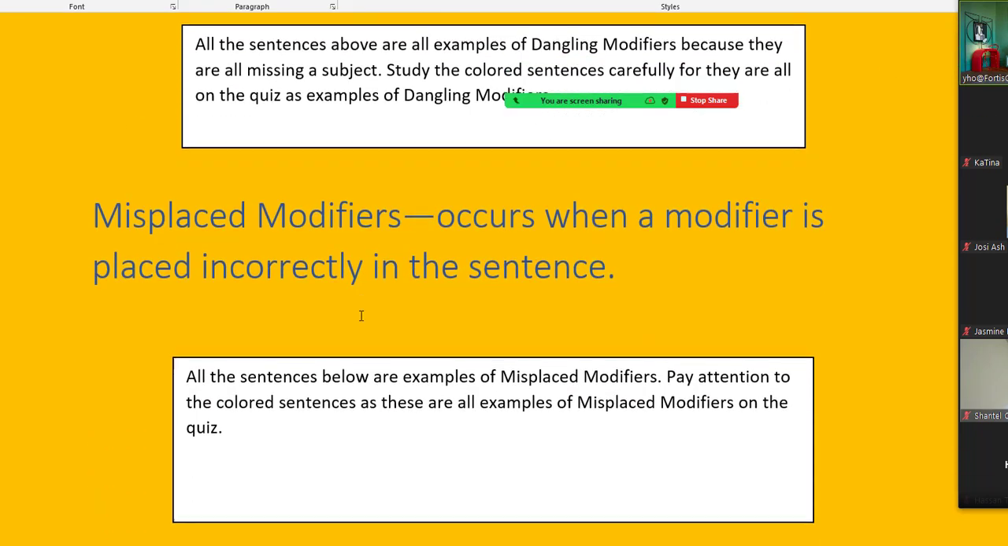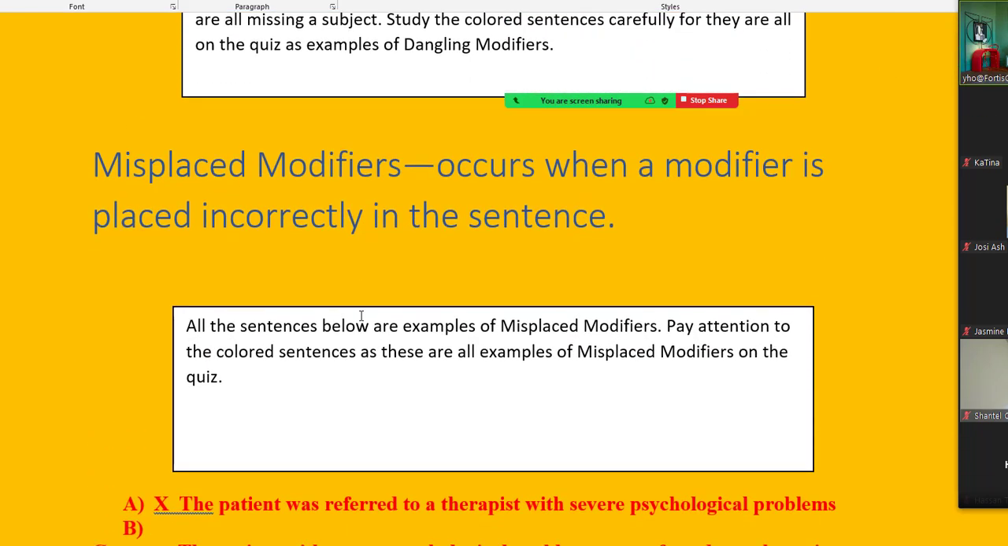Okay, now I'm going to go on to misplaced modifiers. Misplaced modifiers occur when a modifier is placed incorrectly in the sentence, so that in order to correct the sentence, you have to move the words around. And so all the sentences below are examples of misplaced modifiers.